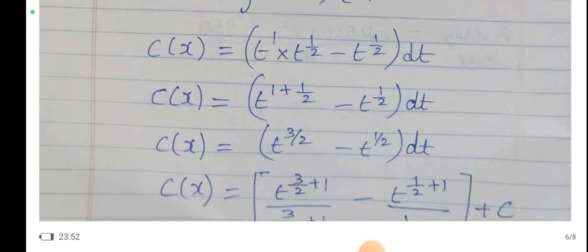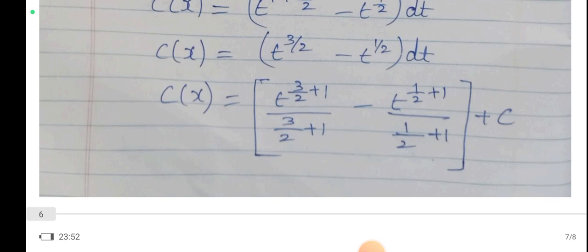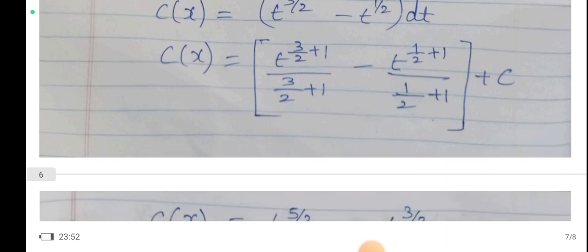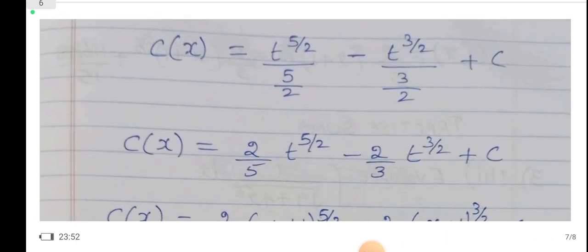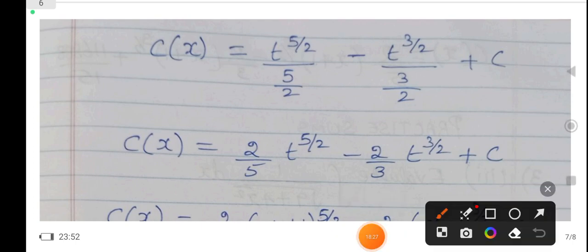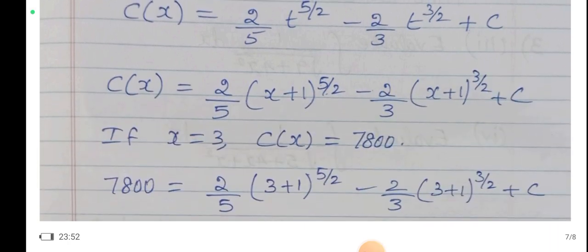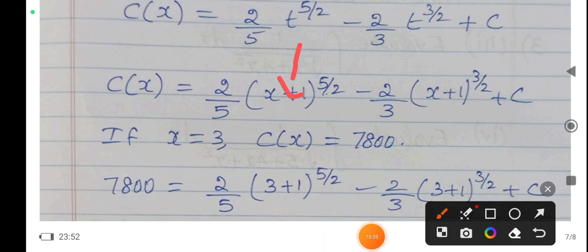Once it's clear, then substitute the integration: t power 3 by 2 plus 1 over 3 by 2 plus 1. Normal integration: integral of x power n is x power n plus 1 by n plus 1. Again t power 1 by 2, 1 by 2 plus 1 over 1 by 2 plus 1. We are getting t power 5 by 2 by 5 by 2. This 5 by 2 comes this side now, 2 by 5. This 3 by 2 comes this side now, 2 by 3. Then we should substitute t value as x plus 1. Then again we get plus c.